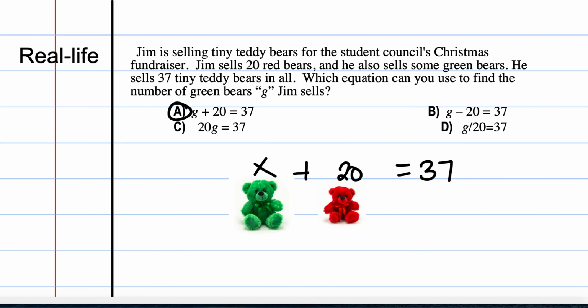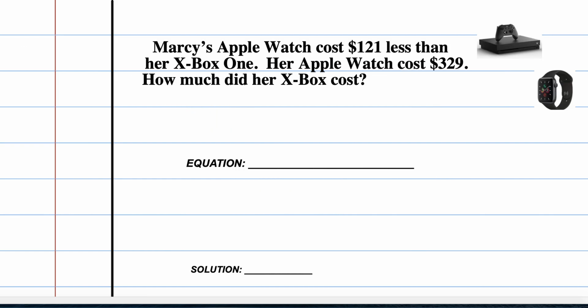All right, set up the equation for this one. Marcy's Apple Watch cost $121 less than her Xbox One. Her Apple Watch is $329. How much did her Xbox cost? Stop the video and give it a try.